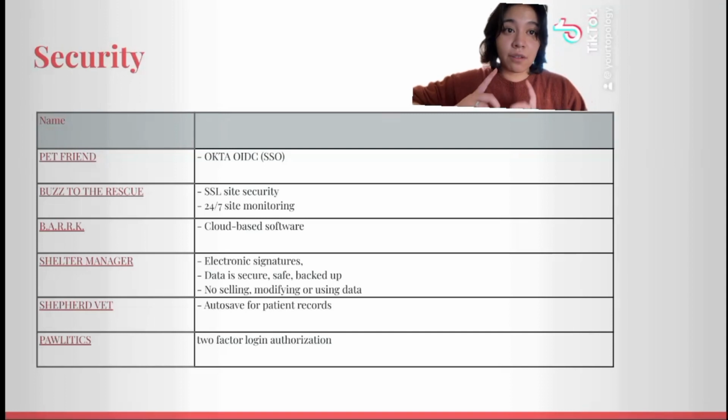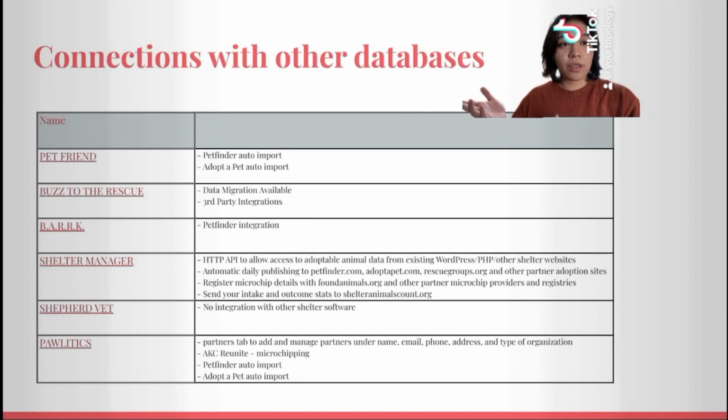And Shepherd Vet had a very useful tool for auto-saving patient records once they are created. I think that this is a good tool that we should use in our own software. Security is very important, not only working with the databases that we are, but also when you hold information such as social security numbers or credit card information. Considering real humans and real animals are at stake in case of breaches, security is very high on our priority list for our software.